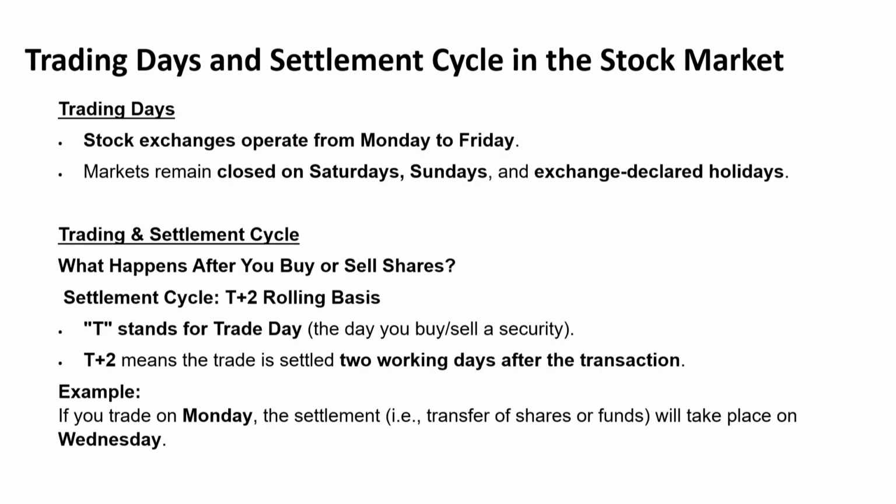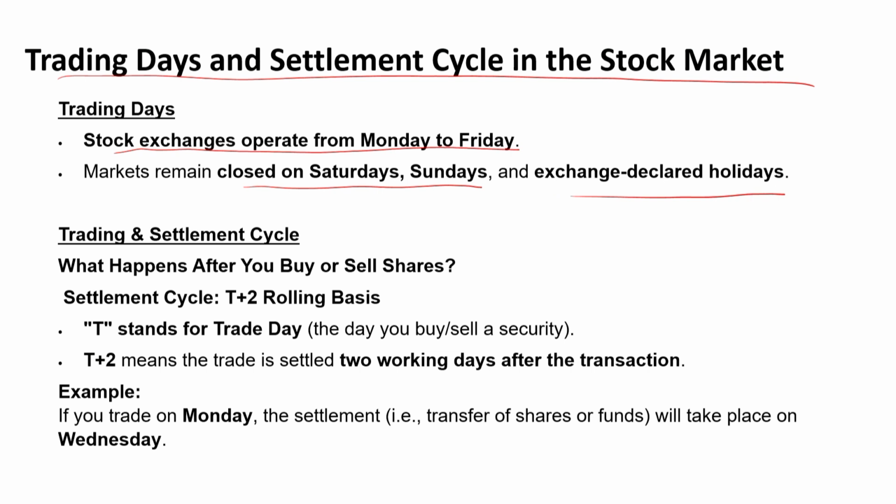Now, after understanding what prerequisites you must have for the purpose of investing into the stock market, trading days and settlement need to be discussed. So trading days in the stock market are from Monday to Friday. You can operate from Monday to Friday. Market normally remains closed on Saturdays and Sundays, and exchange declared holidays also. So the trading cycle is T+2 rolling basis, where T stands for trade day and T+2 means the 2 working days after the transaction is completed.